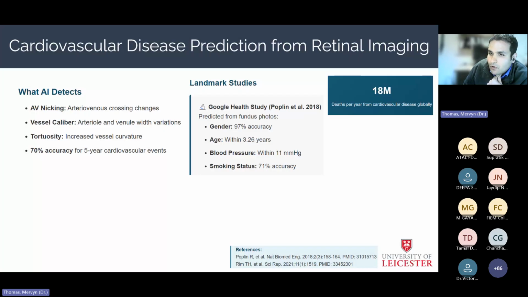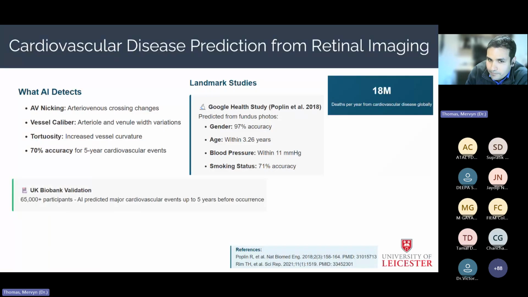Now, globally, what does this mean? Because remember, cardiovascular disease is a significant cause of mortality, but also morbidity. 18 million deaths per year from cardiovascular disease globally. And what the AI detects is all those features that we were talking about earlier, which include the AV nicking, arteriovenous crossing changes. You can detect things like the vessel caliber. You can detect tortuosity, whether there's increased vessel curvature, as well as some accuracy metrics that we just talked about.